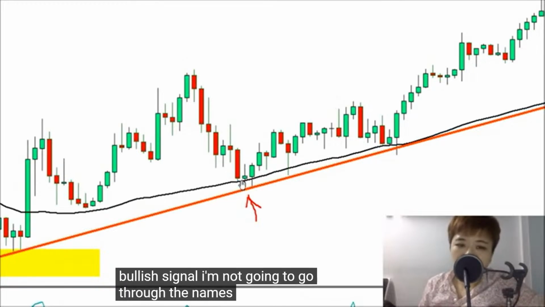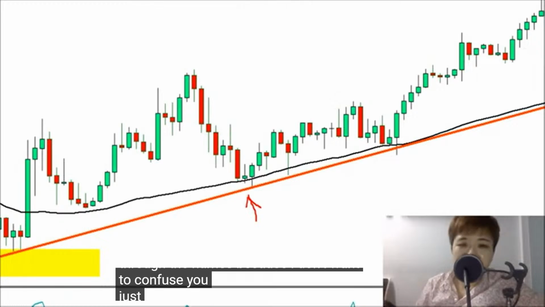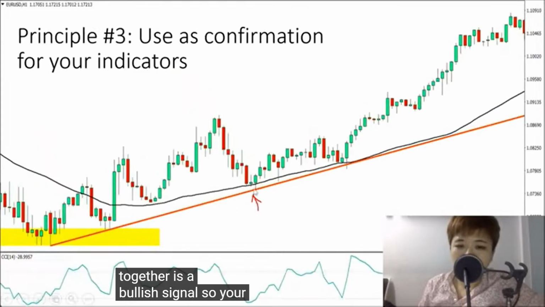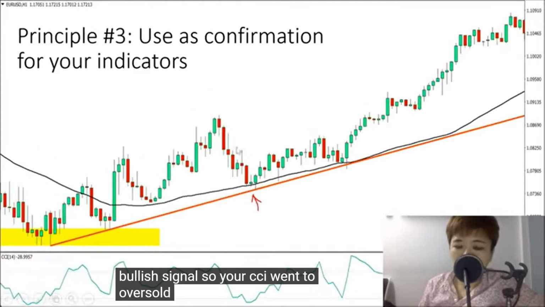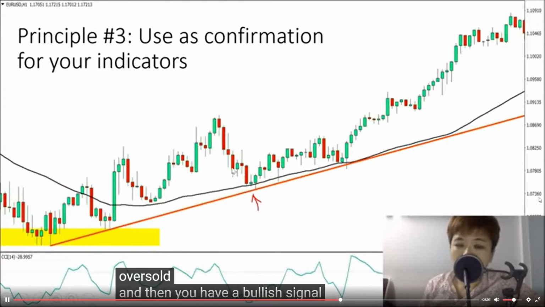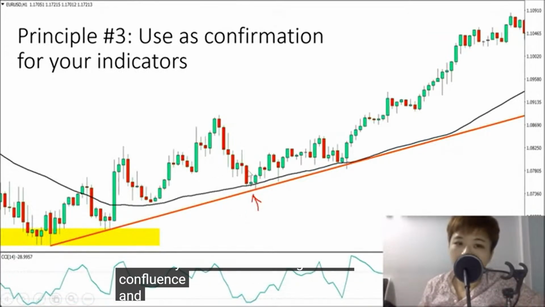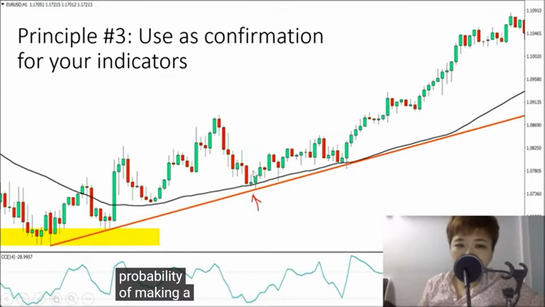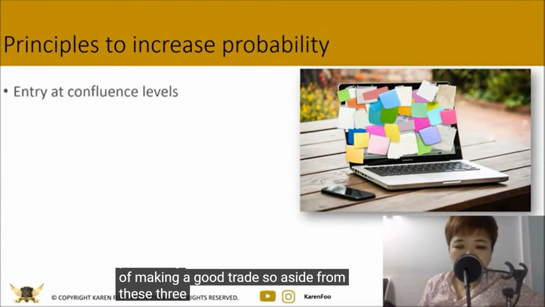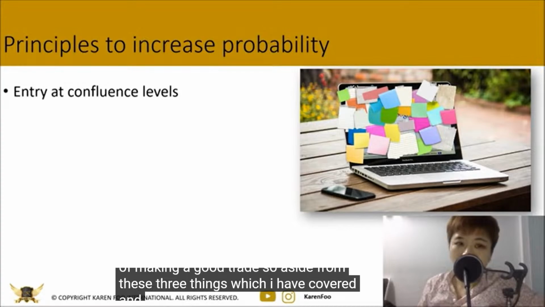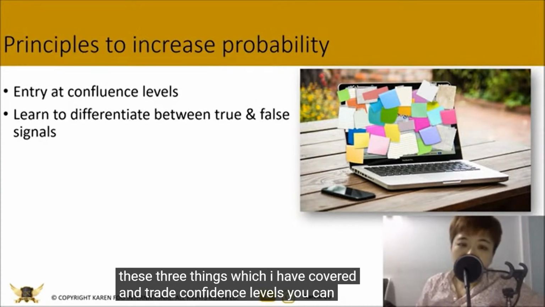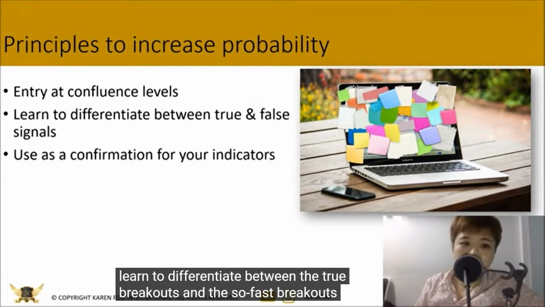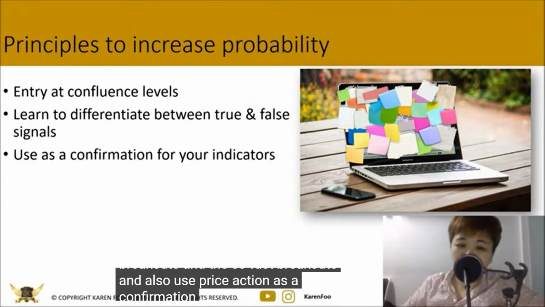I'm not going to go through the names because I don't want to confuse you. Just understand that these two combined together is a bullish signal. So your CCI went to oversold, and then you have a bullish signal with confluence, and hence this is going to increase your probability of making a good trade. So aside from these three things which I have covered, entry at confidence levels, you gotta learn to differentiate between the true breakouts and also false breakouts, and also use price action as a confirmation for your indicators.